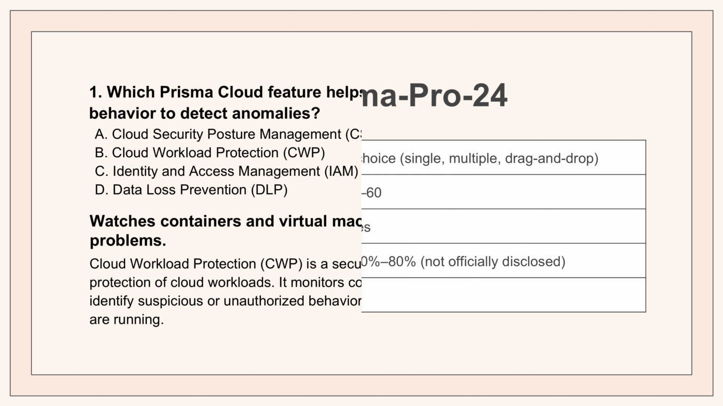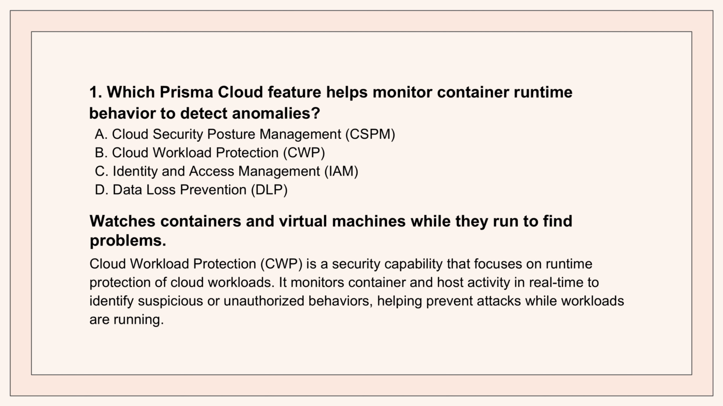First big area, runtime security. I mean, once your apps, your containers, are actually live in the cloud, how do you protect them? It's not just about building secure code, right? What happens when it's actually on? That's where CWP comes in, Cloud Workload Protection. Yeah, it's all about active vigilance. It's watching those running workloads, containers, VMs, even serverless functions. It looks at their runtime behavior. So it's trying to spot anomalies, weird or malicious activity during execution. So it's more than just scanning a file, it's watching what it does.